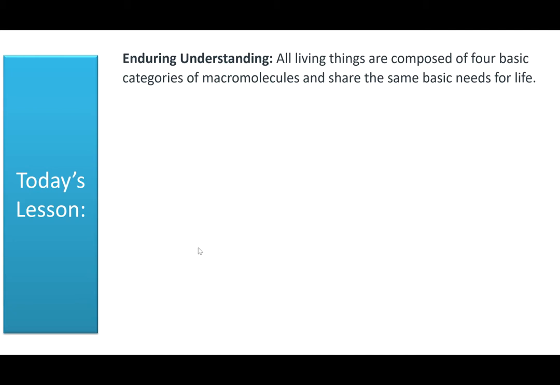All living things are composed of four basic categories of macromolecules. You should be well familiar with those categories by now. And we all share the same basic needs for life.